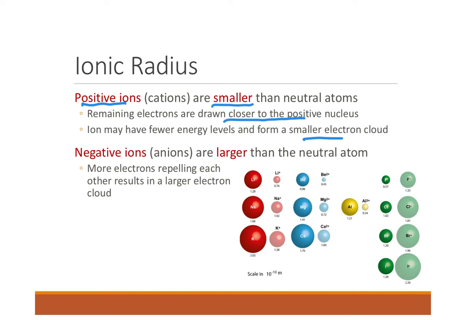In opposite comparison, negative ions, where you've added an electron, are going to be larger than the neutral atom, because now you've got more electrons repelling each other, and since they are the same charge, they are not going to want to be close to each other, so that's going to expand the electron cloud. This illustration has the neutral atom on the left and the ion on the right, so we can compare what happens to our positive ion as it loses an electron and becomes smaller, and our negative ion as it gains an electron and becomes larger.